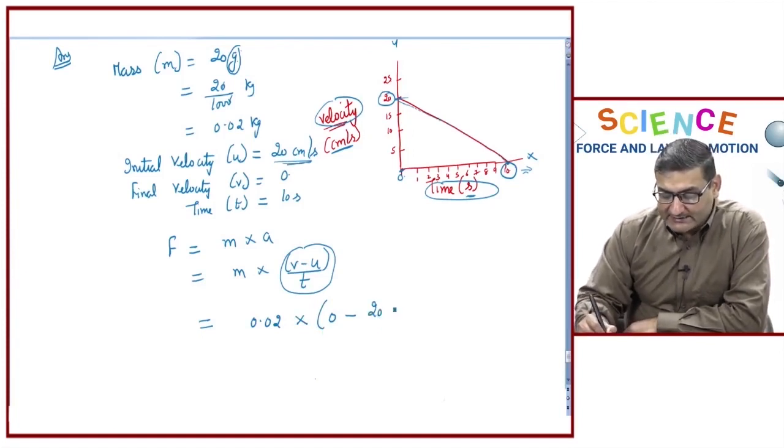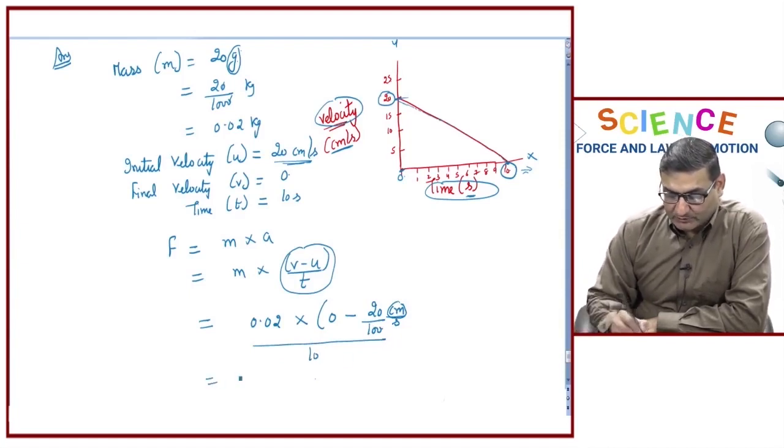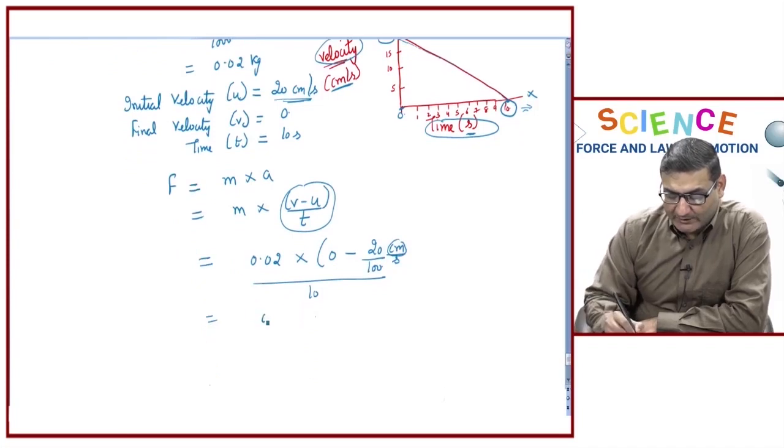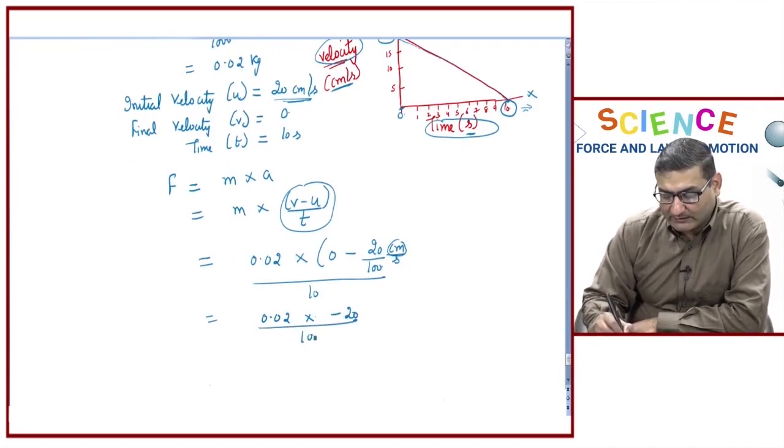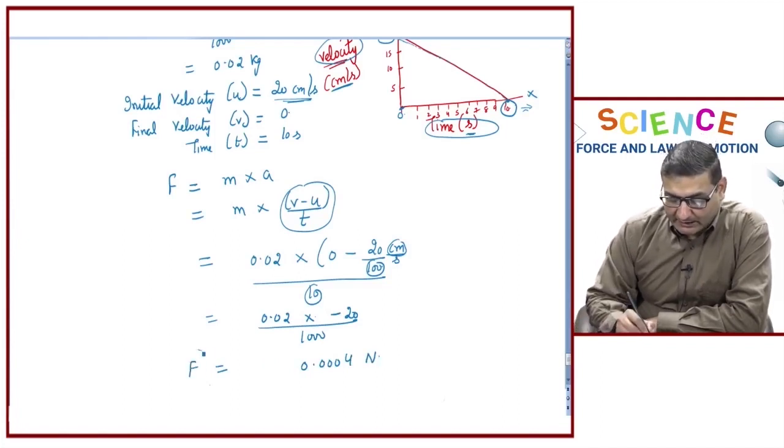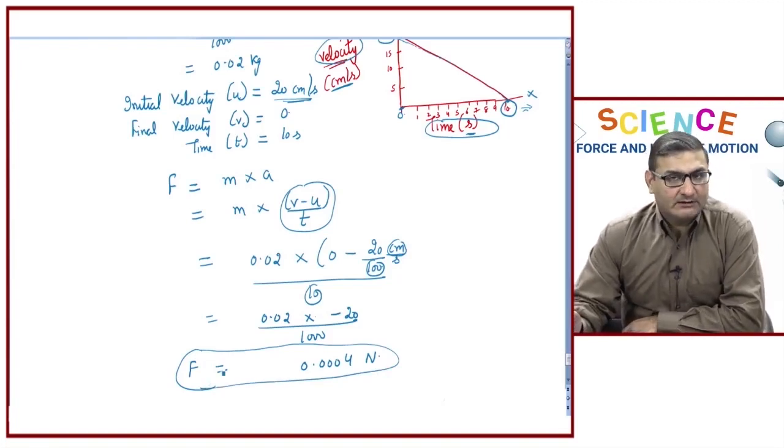Now 20 centimeter per second, we need to take it into meters. So to convert it into meters, we will once again divide it by 100, divided by the time taken, which is 10 seconds. So this comes out to be 0.02 multiplied by minus 20 upon 1000, this 100 and this 10. So this comes out to be 0.0004 what? Newton. So this will be the amount of force required to stop this particular object.